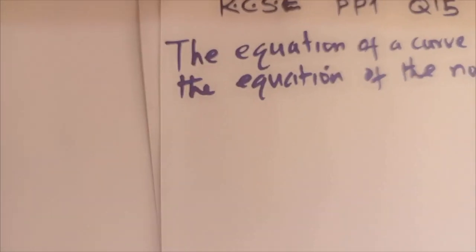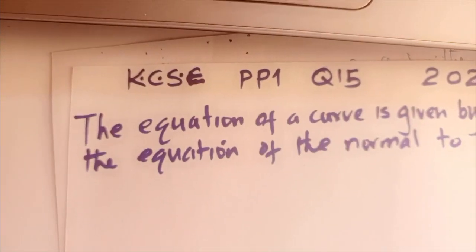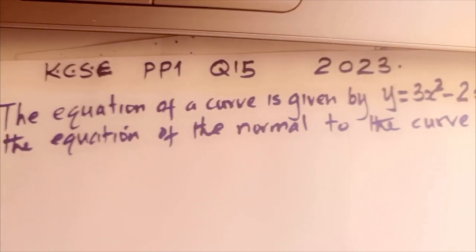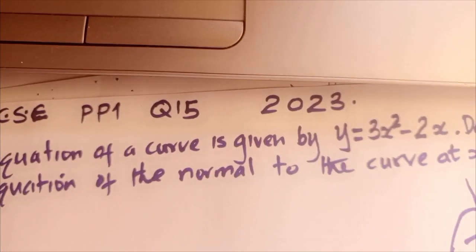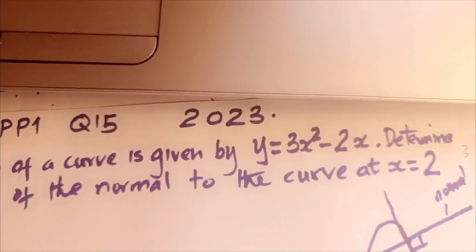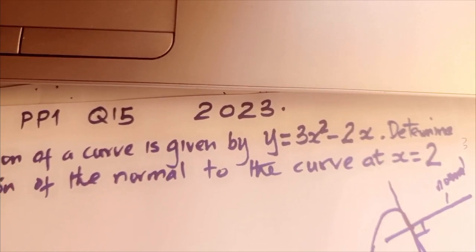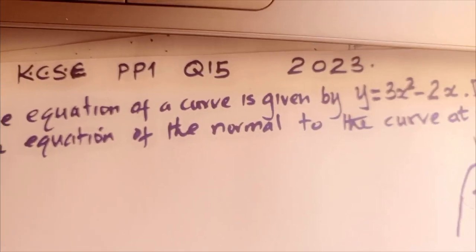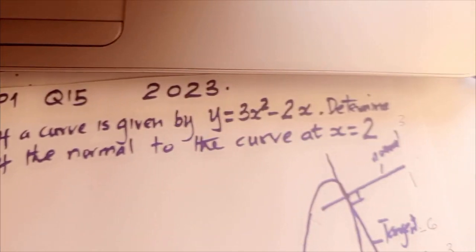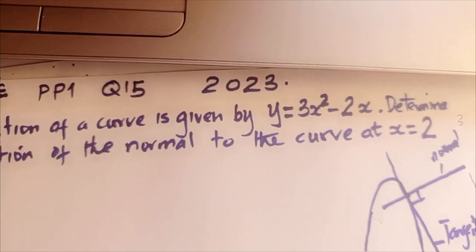Hello friends, in this step we want to look at one of the questions that was set in the national exam, mathematics paper 1 of the Kenya National Examination of 2023, number 15. And this was the question. We are told that the equation of a curve is y is equal to 3x squared minus 2x. Then we are asked to determine the equation of the normal to the curve at a point x is equal to 2.